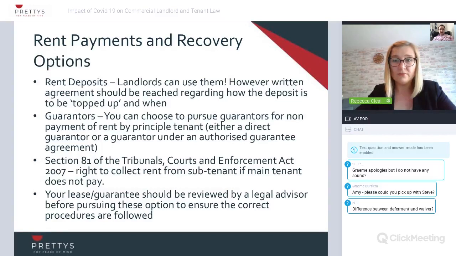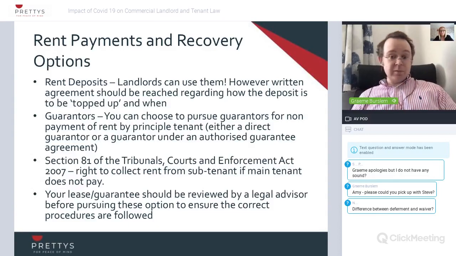Well, as we know, cash is king. So, in practical steps, rent deposits. If landlords have the benefit of rent deposits, this is the time to use them. If you've got one, and 99% of the time you will have a rent deposit deed, get these out, dust them off, have a look, see what they say. Exactly the sort of time to make use of these. I imagine a number of people would have been doing so already. Have a careful look, see what you're obliged to do.